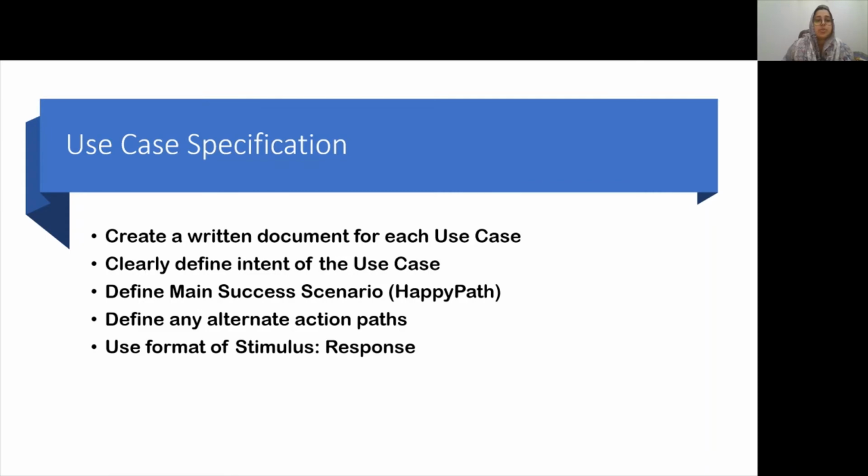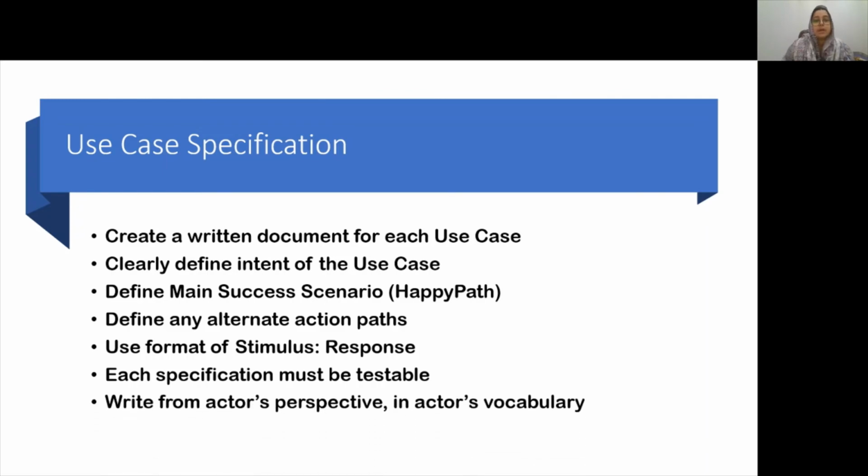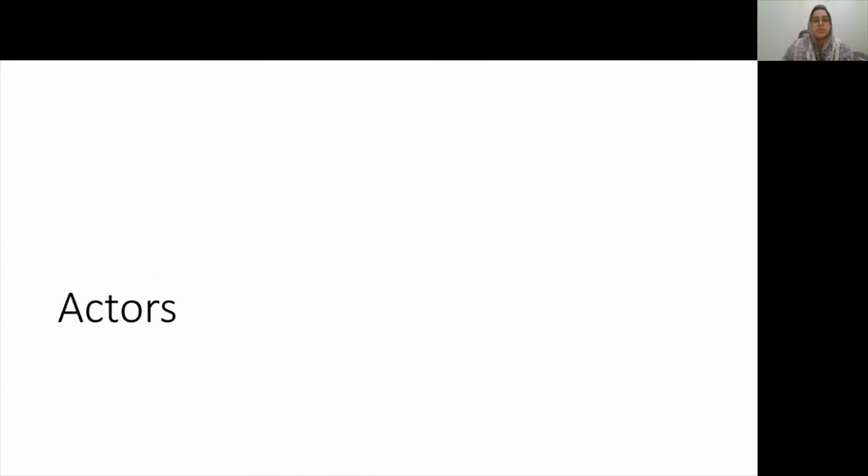Then use formulate of stimulants. Responses. Identify the responses of the system after each action of the user. Then each specification must be testable. So whatever you are writing in the use case, make sure that it is testable. Write from the actor's perspective, in the actor's vocabulary, which means in simple wording. So we have been using the word actor so much. So let's see what an actor is actually in a use case.